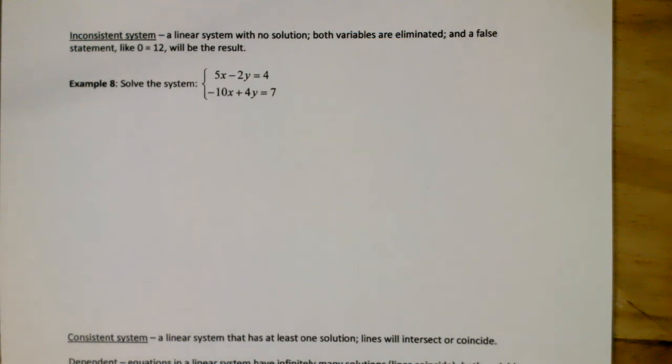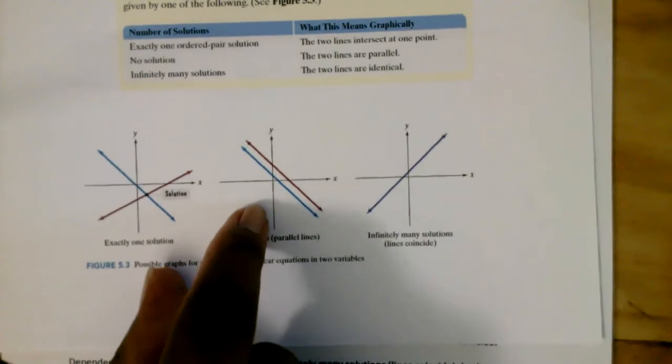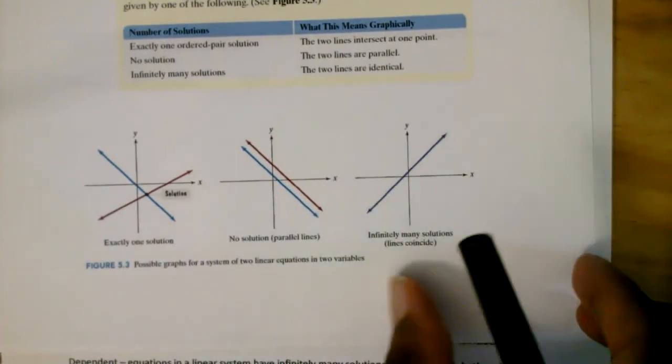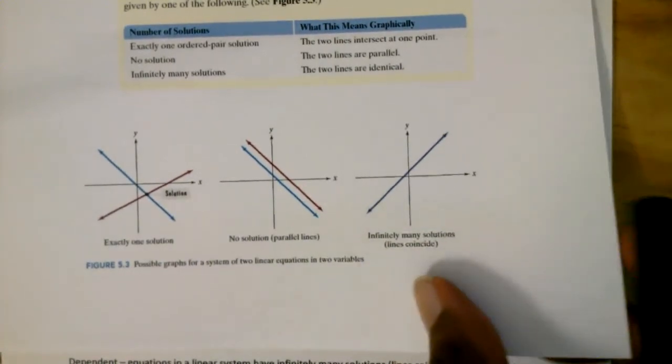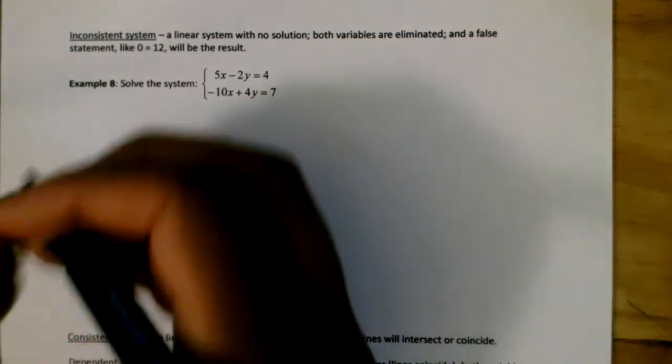Okay, so it does go back to this right here. The lines will be parallel. That means there's no solution. It's going to be an inconsistent system. Like in this example here. Let's say you want to solve the system 5x minus 2y equal 4 and negative 10x plus 4y is equal to 7.